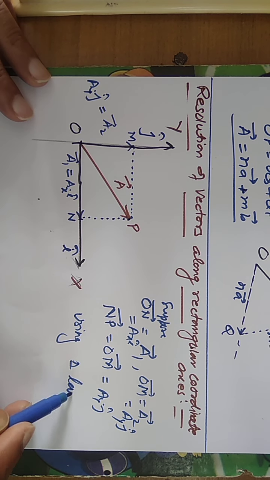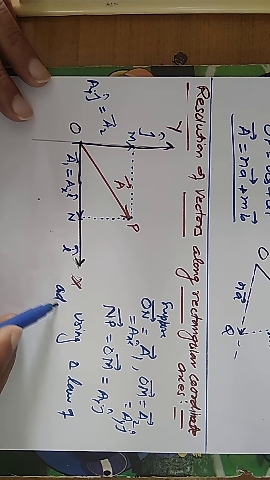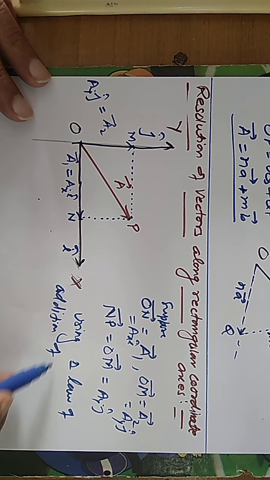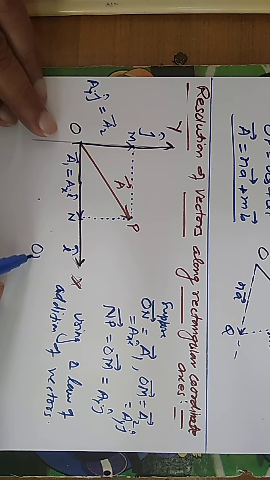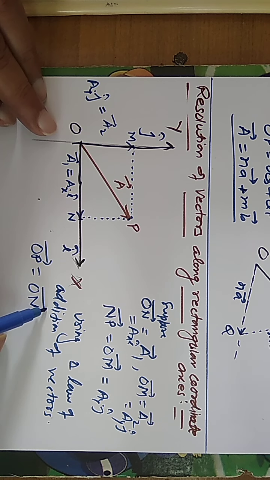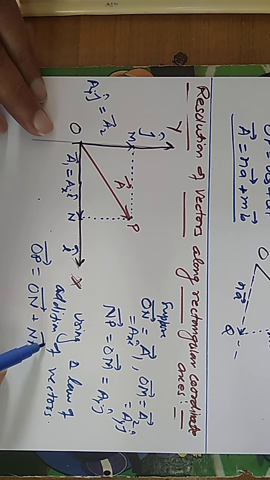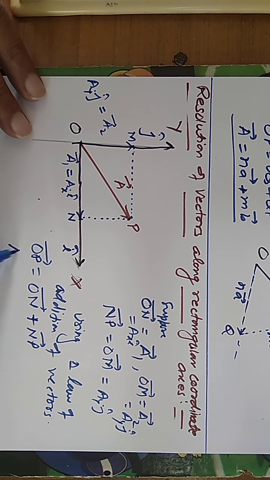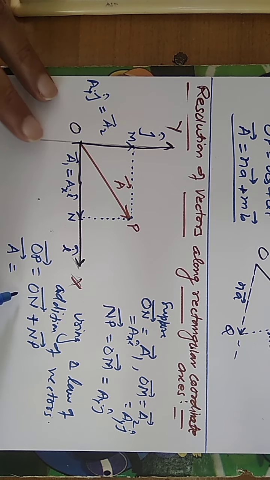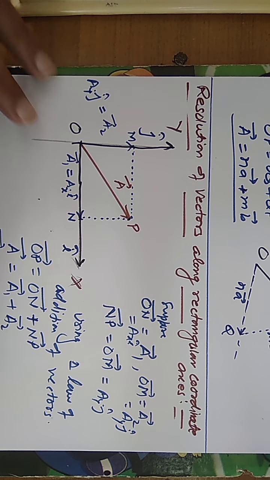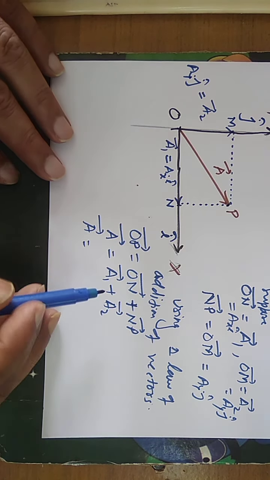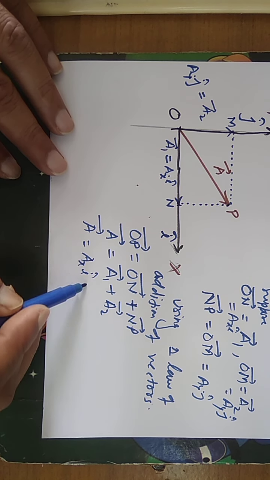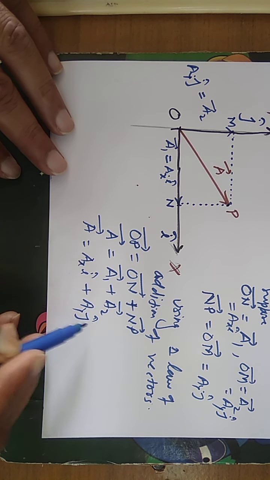Now use the triangle law of addition of vectors. Using the triangle law of addition of vectors, we will write here OP is equal to ON vector plus NP vector. OP vector, which is A vector, is equal to A1 vector plus A2 vector. It means A is equal to AX i cap plus AY j cap.